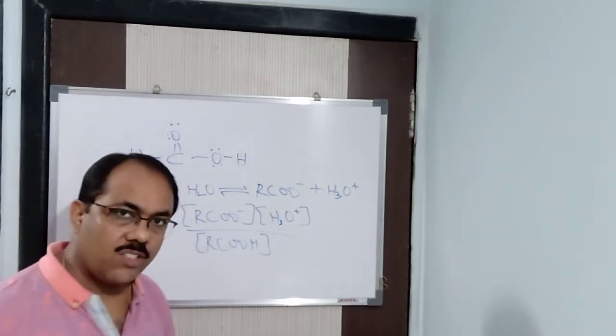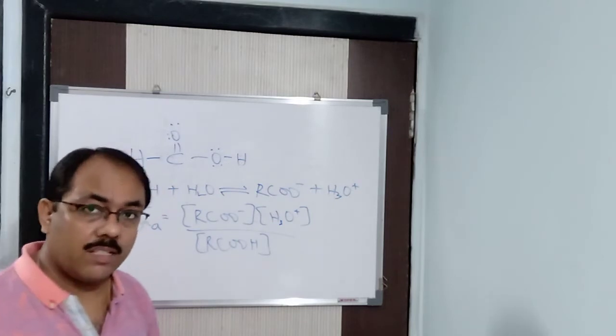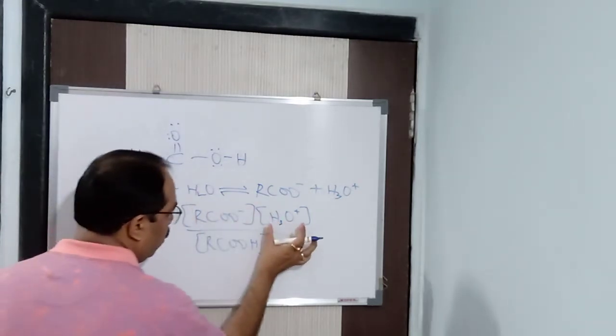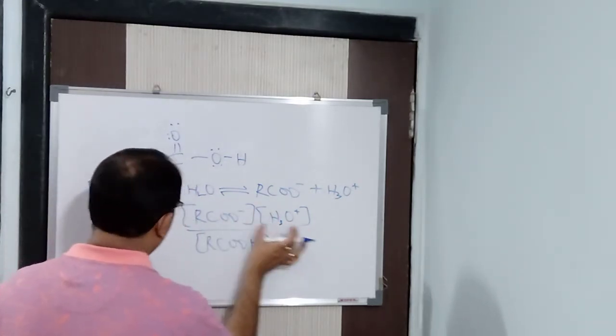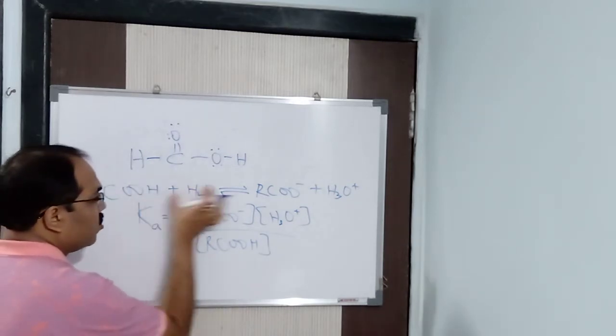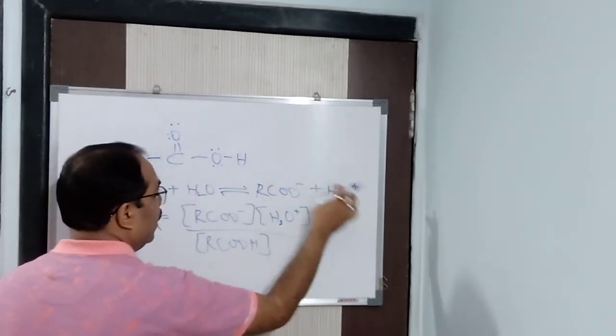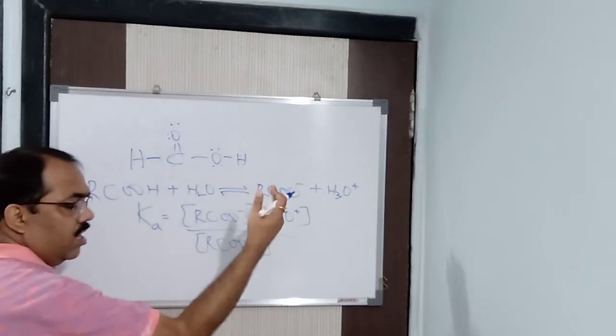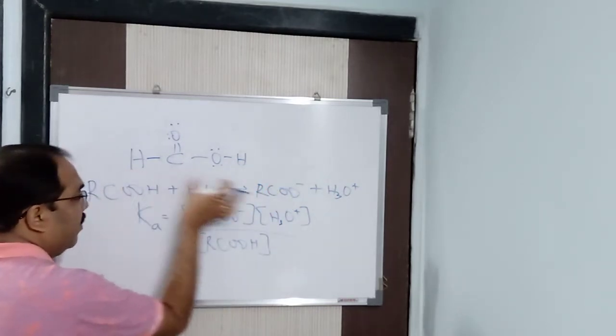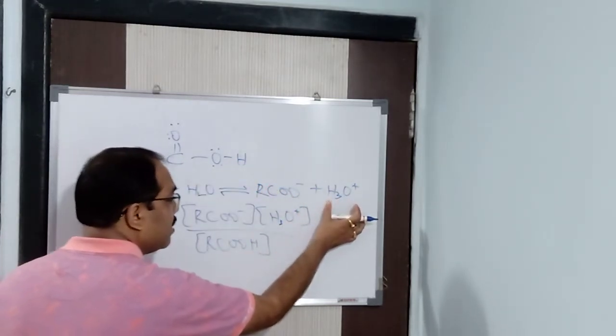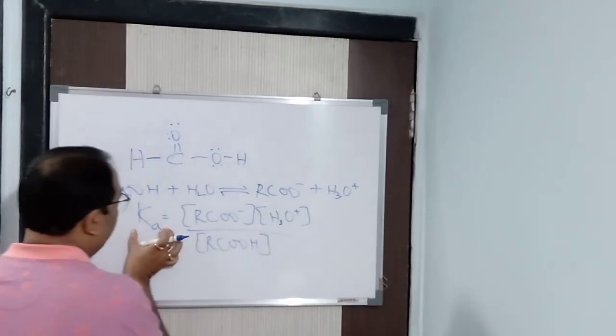Higher the value of acid dissociation constant, in this way we measure the strength of the acid. As I said, the more the value of H3O plus, the more it will be. So if it is a stronger acid, the H3O plus ion concentration will be more. If it is a stronger acid, like formic acid, the H3O plus ion concentration will be maximum, and hence the Ka value also will be maximum.